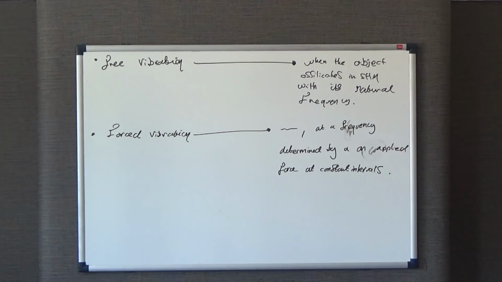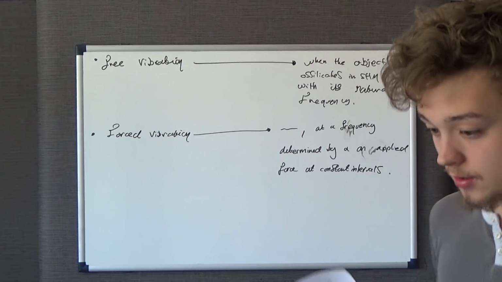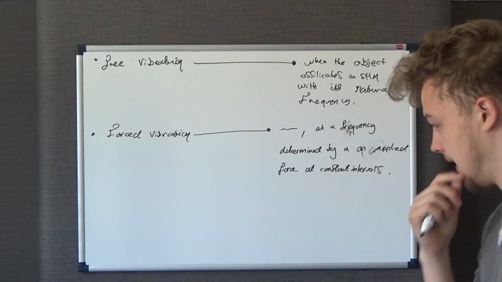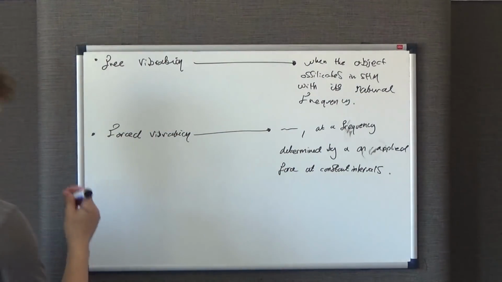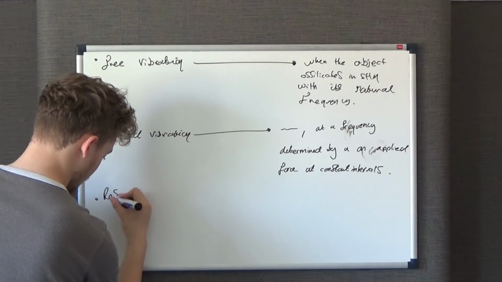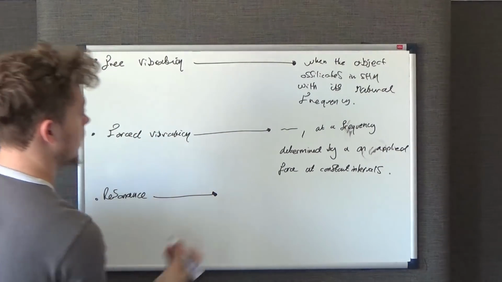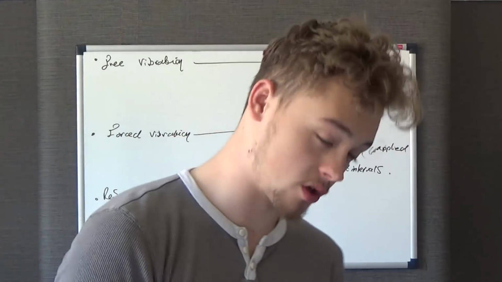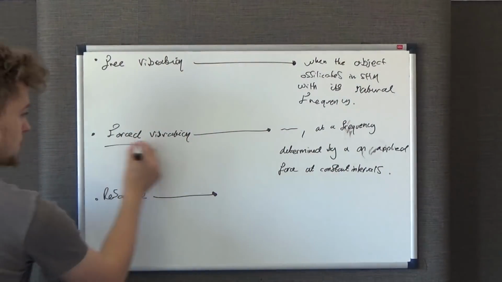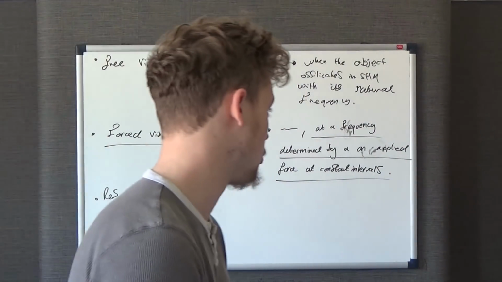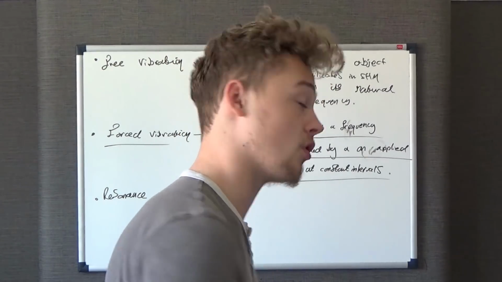Anyway, so that's free vibrations and forced vibrations. The next thing is what all of these are building up to. It's called resonance, and all you need to know is two things. When it asks for the definition, you can define forced vibration, which is pretty easy. It's just when an object oscillates in SHM with a frequency determined by an applied force at constant intervals.